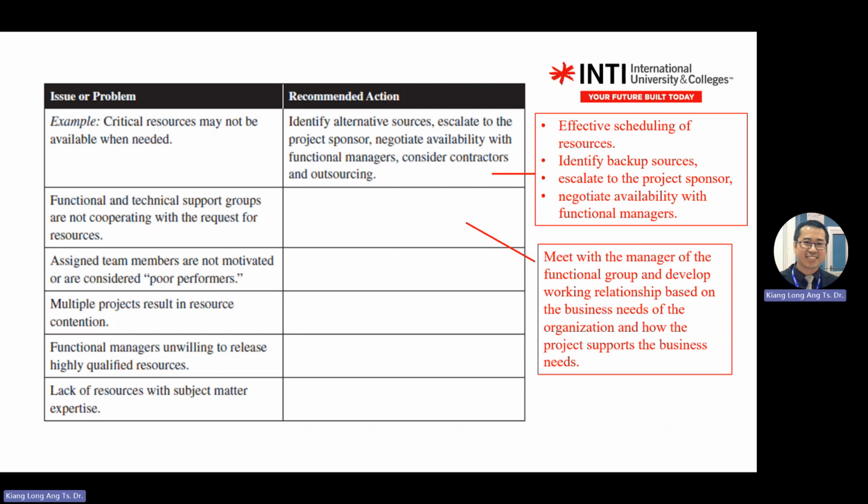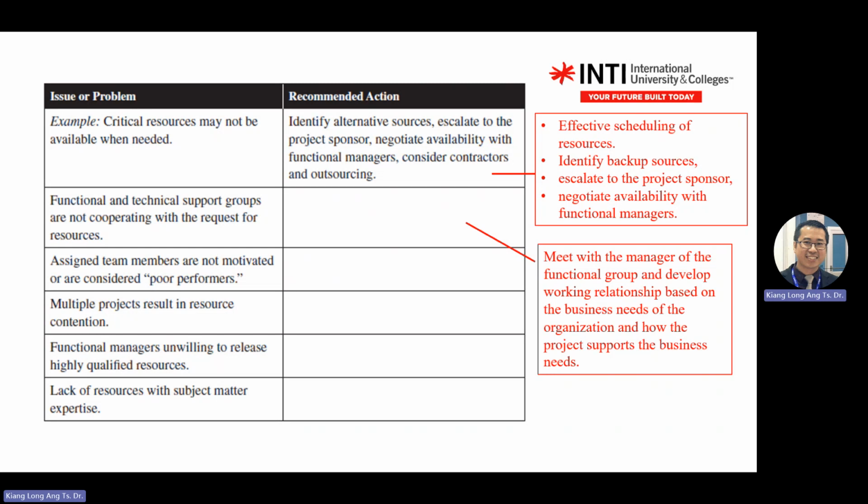Or this is a project that our big boss is very concerned about. Okay. The third problem: assigned team members are not motivated, a poor performer. So how do you handle poor performance? The real problem here is they are not motivated. Okay. Provide incentive. Okay. What else?